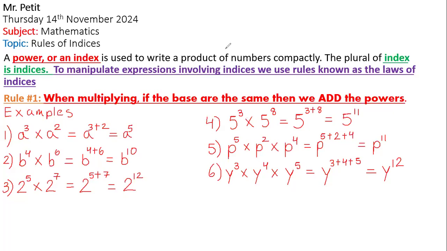All right, write I inside the chat if you understand how to do this. Write N if you do not understand what we're doing.